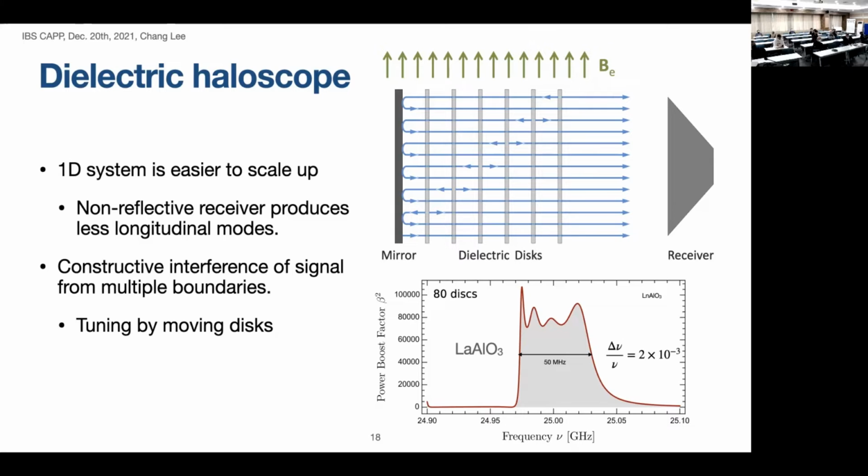So here is an example of what's achievable, the frequency versus what we call the boost factor. This is how much the power is boosted or enhanced compared to a single mirror case. This multiplied by the area of the mirror is equivalent to the cavity's form factor multiplied by volume. In the ideal case, when we make these discs out of lanthanum aluminate with a dielectric constant of about 25 and use 80 discs, we can boost the power by a factor of 100,000. And if we have a large area, for example 1 square meter, then this system is sensitive enough to detect the QCD axion at 25 gigahertz. This is the case when you have them exactly aligned.